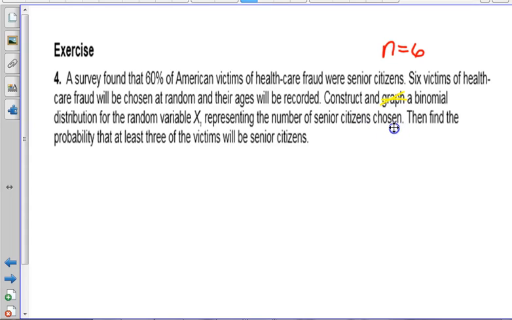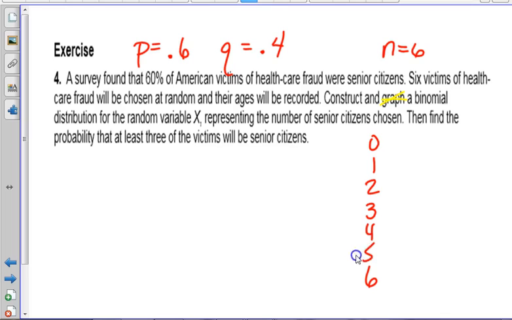So it's yes or no, are they a senior citizen? Everybody got it? So 60% are senior citizens. So there's a 60% chance they will be, and the chance they won't be would then be 40%. Everybody good? Okay. So we're asking 6, so this could be painful. We have 0, 1, 2, 3, 4, 5, or 6 of them said they're senior citizens. All right.